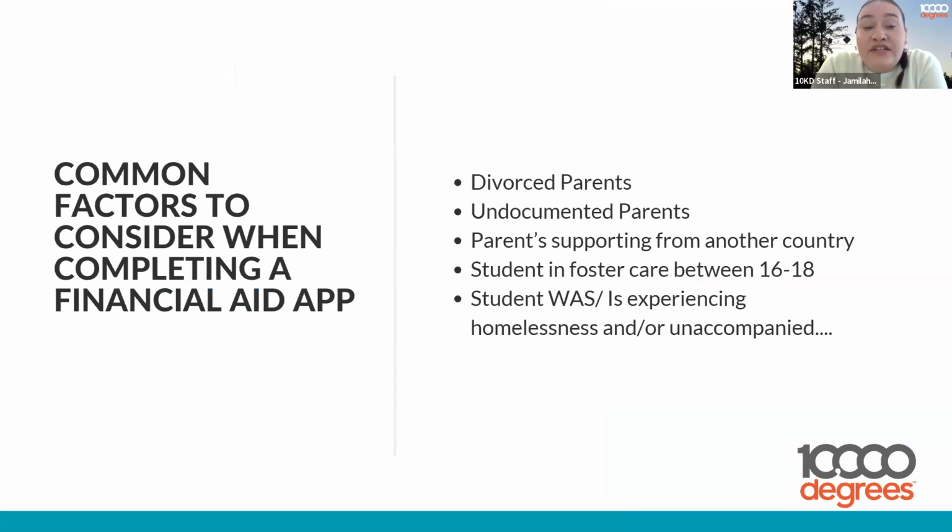And so, some common factors to consider when completing a financial aid application. It's important for students to take into consideration if their parents are divorced, undocumented parents, parents who are supporting from another country, students in foster care between the ages of 16 and 18, or if the student was or is experiencing homelessness and or is unaccompanied.